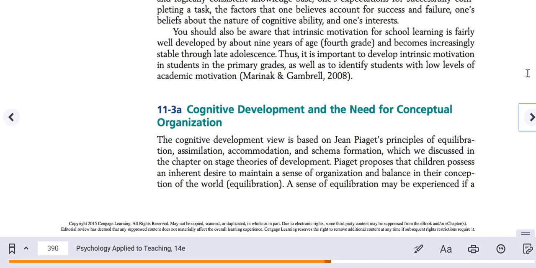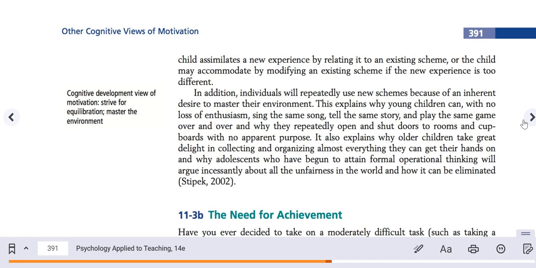Piaget proposes that children possess an inherent desire to maintain a sense of organization and balance in their conception of the world, equilibration. A sense of equilibration may be experienced if a child assimilates a new experience by relating it to an existing scheme, or the child may accommodate by modifying an existing scheme if the new experience is too different. In addition, individuals will repeatedly use new schemes because of an inherent desire to master their environment.